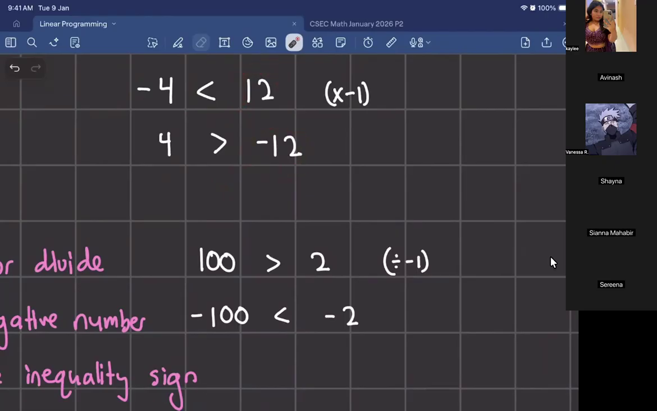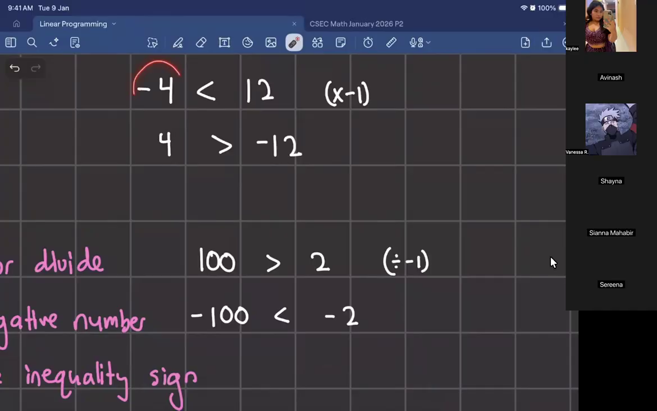Okay, so is it fair for me to write that 4 is less than negative 12? Is 4 less than negative 12? Or is positive 4 more than negative 12? Positive 4 will be more than negative 12. Right. So this is the concept. This is why anytime you multiply or divide by a negative 1, you have to switch the sign, because the size of the number switches.